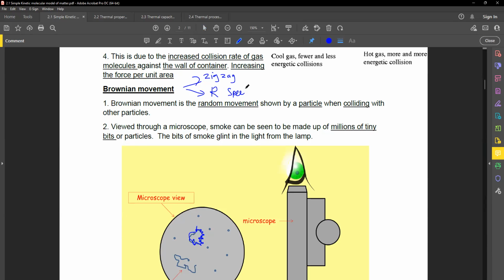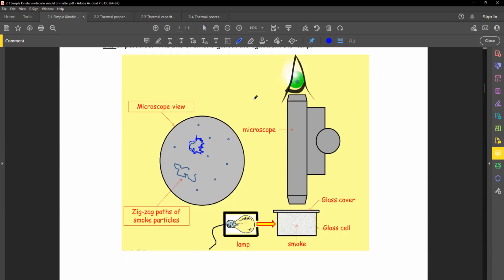That is essentially the two key characteristics of Brownian movement, right? Or sometimes known as Brownian motion, guys. Make sure you know this, very important as well, right?